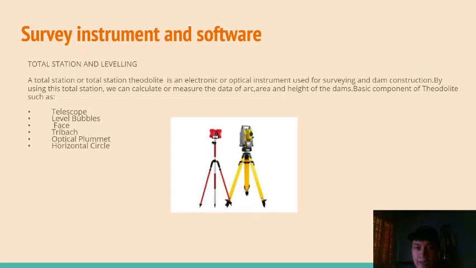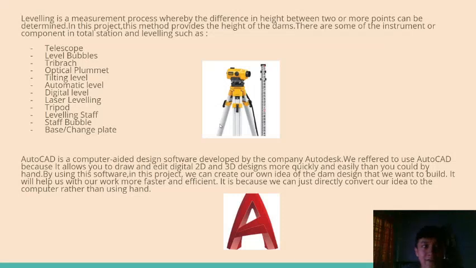These are some of the basic components of a theodolite, such as telescope, level bubble, tribrach, optical plummet and horizontal circle. This is an example picture of a total station. Next we go to leveling. Leveling is a measurement process whereby the difference in height between two or more points can be determined. In this project, this method provides the height of the dam.